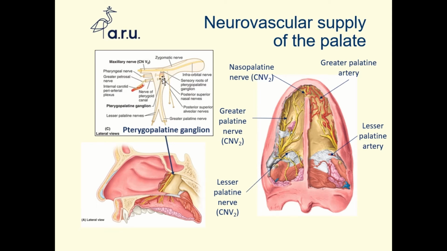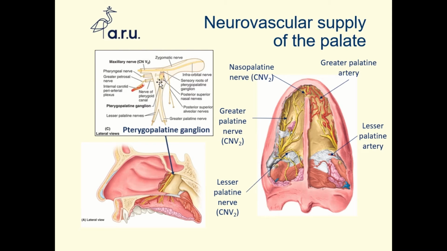This pterygopalatine ganglion therefore is in an ideal position to receive the nerve fibers from the maxillary nerve, and then those neurons from the maxillary nerve can pass from the pterygopalatine ganglion and travel through different branches which come off from the ganglion and innervate different regions of the body. So one of the branches which comes off from the pterygopalatine ganglion is the palatine nerve.